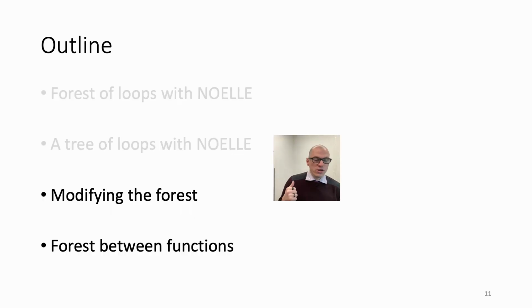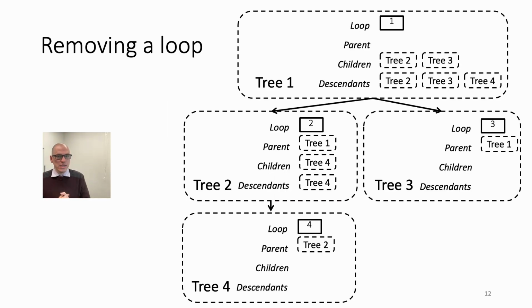Now that we saw the concept of forest and the tree of loops provided by NOELLE, let's see what we can do to modify the forest and what the consequences are. Let's assume that we have a tree, a forest composed of a single tree, like this one here. And let's assume that now we are writing an LLVM pass that relies on NOELLE. We have this tree, and for whatever reason, we want to filter out some of the loops because our optimizations don't care about them. Maybe they don't have enough iterations, or whatever the reason is that you want to remove them.